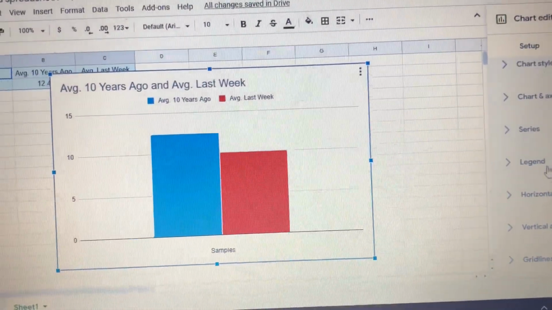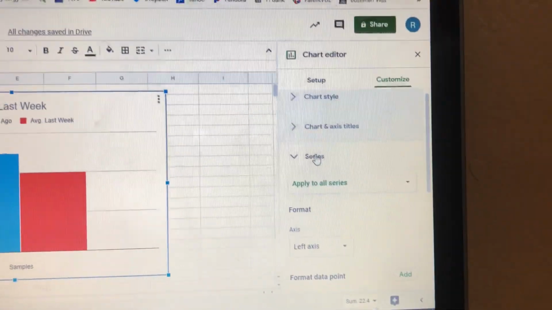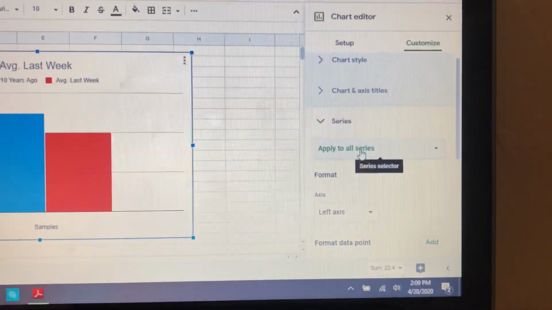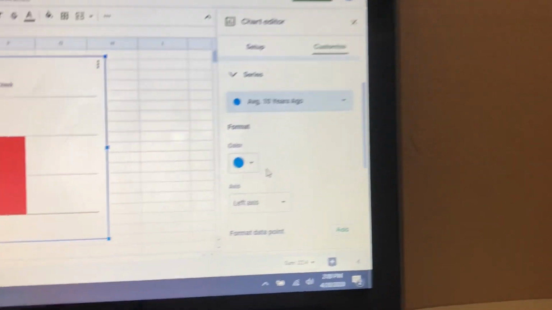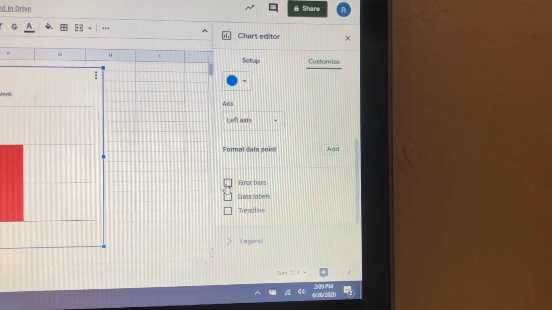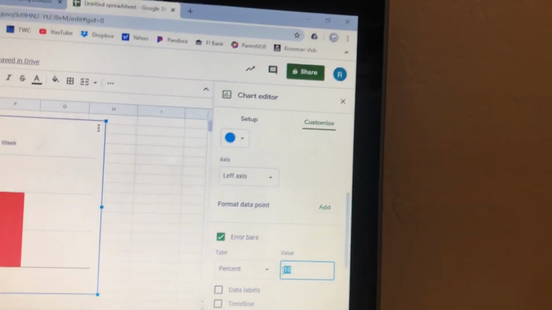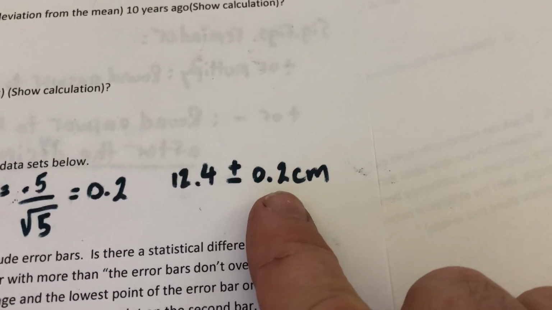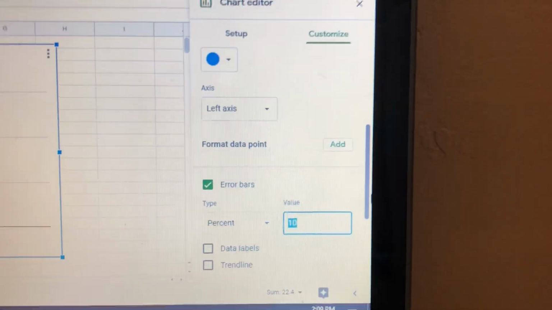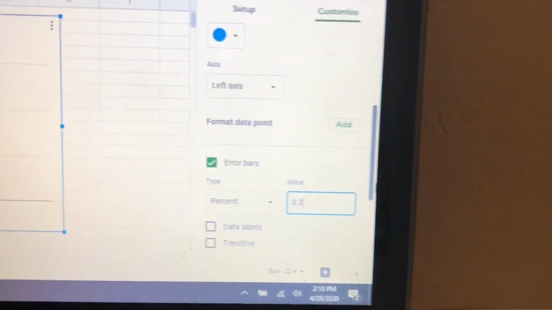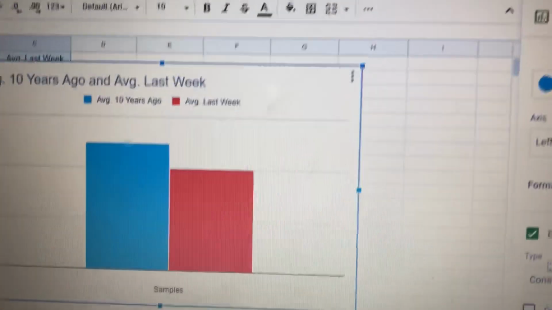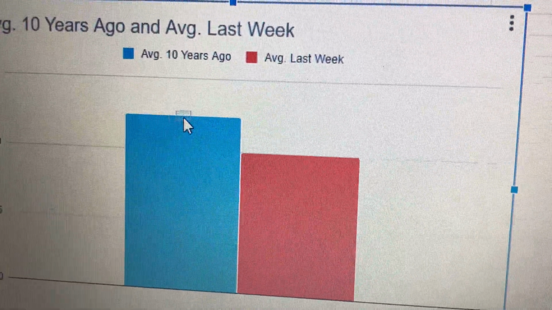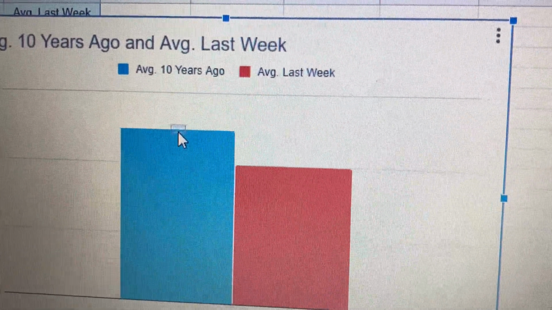So let's go to customize, and we want to go to series. And remember, I don't want to apply my error bar to all the series, just the one I'm working with. So we're doing 10 years ago, an error bar. And remember that we figured out the standard error of the mean was 0.2 centimeters. So I'm going to change that value to 0.2 centimeters. And remember that I also want this to be constant. I don't want that to be a percent. So now look at that tiny little error bar. So that's pretty good when you have a small error bar.